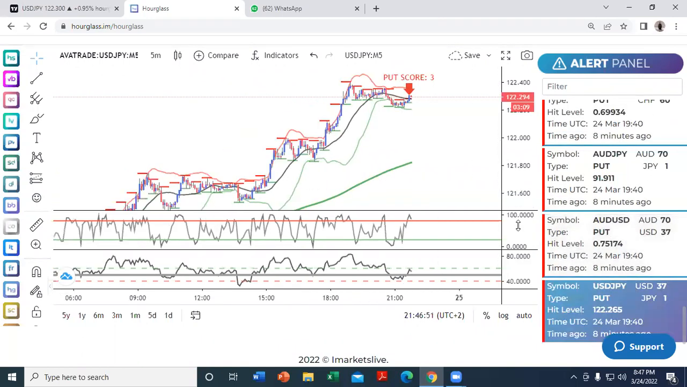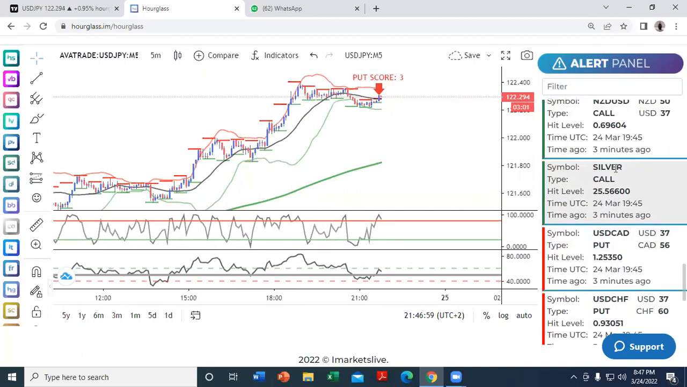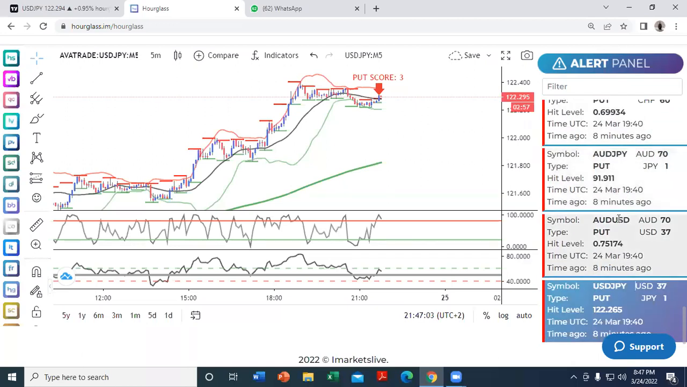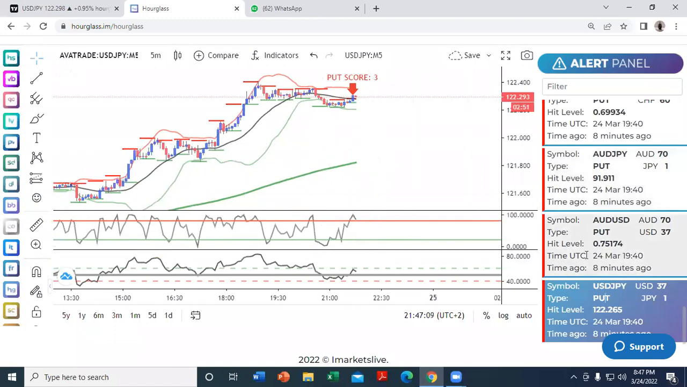Now, this is Hourglass, right? To the right of your screen is the alert panel, not currency strength, because somebody started asking me what I mean. On this alert panel, you can see the different currencies. You can see USD JPY. You can see AUD USD. That's what we call a currency pair.